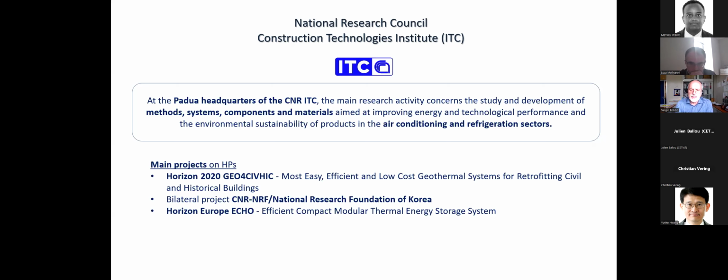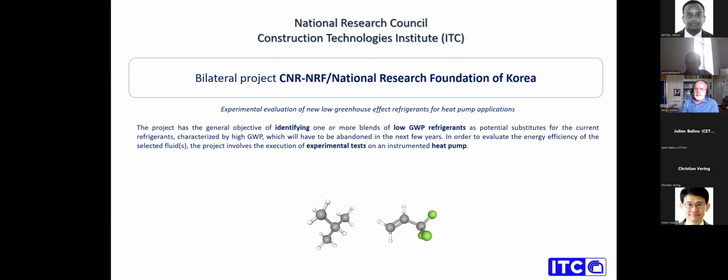The second project was a bilateral project with the National Research Foundation of Korea and was devoted to the study of heat pumps, but now I will discuss about it. The third project, still in progress, that will finish in 2026, is a European project, ECHO, devoted to the development of an efficient, compact, modular thermal energy storage system involving a heat pump to support the thermal energy storage system. So please, the next slide.